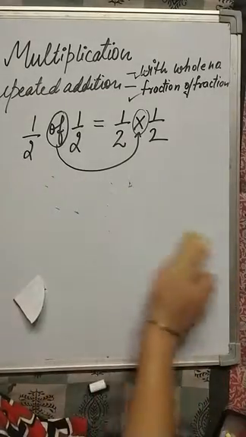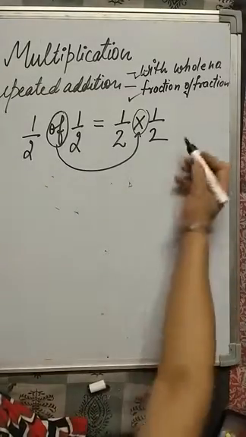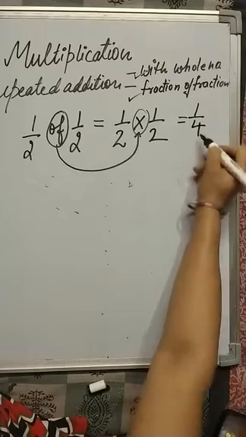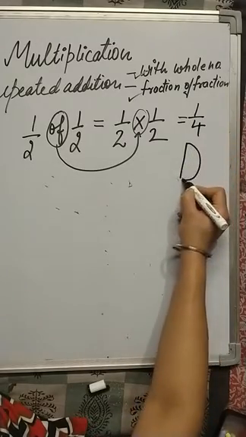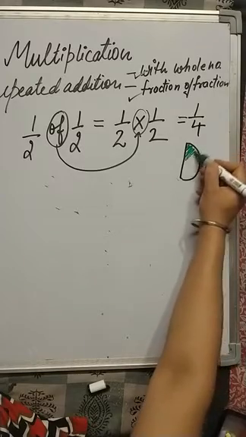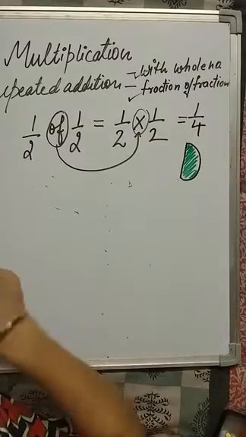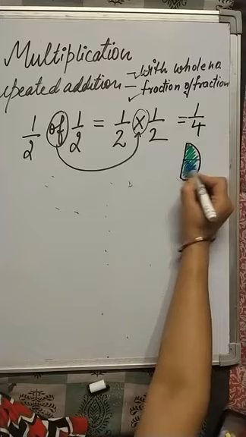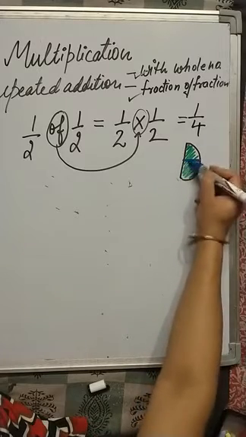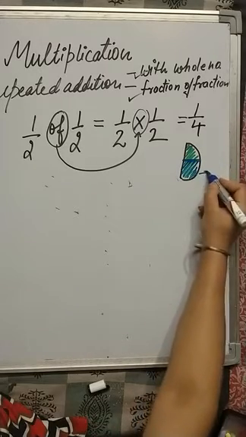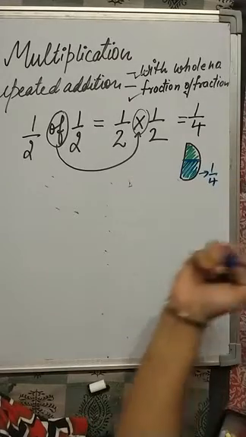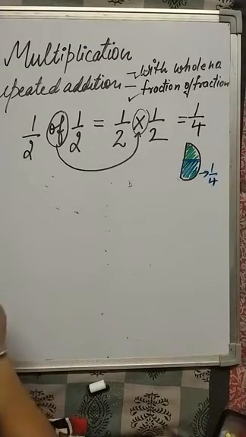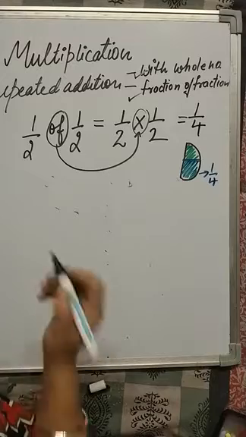Next is, this means that we are getting 1/4. I'm drawing a half chapati again over here. I had this half, but I want only the half of this half chapati. This piece size will be named as 1/4. Now let me explain one more example to you.